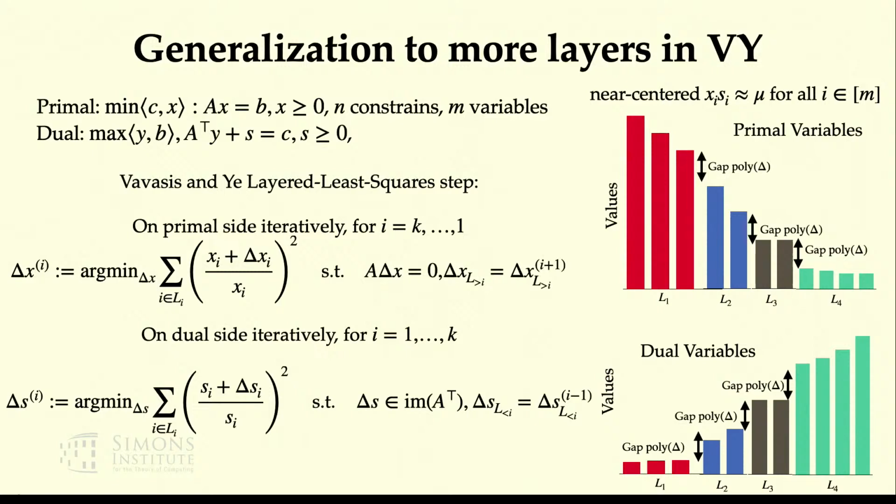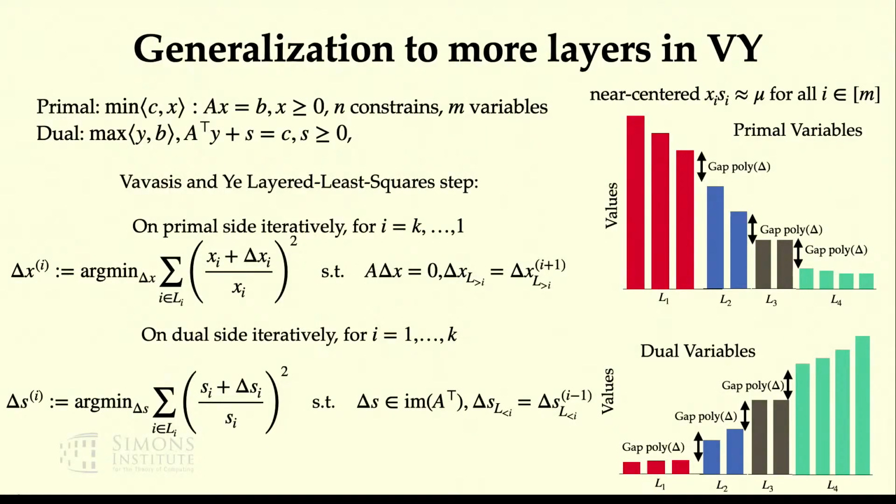You go down from the last layer to the first layer. You first solve the L2 regression problem on these variables, fix them, then you solve it on this, fix them, and keep going. And you do the opposite thing on the dual side. Recall that we have that x times s is roughly mu. So the order is exactly reversed on the dual side. L1 has now the smallest slack variables. And now what you do here is solve the L2 regression problem on the dual side, fix the variables, do it here, and keep going. This is what you do. And this is what your update step is going to be, delta x, delta s.